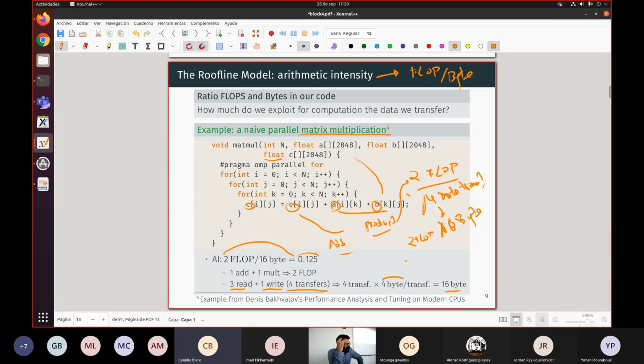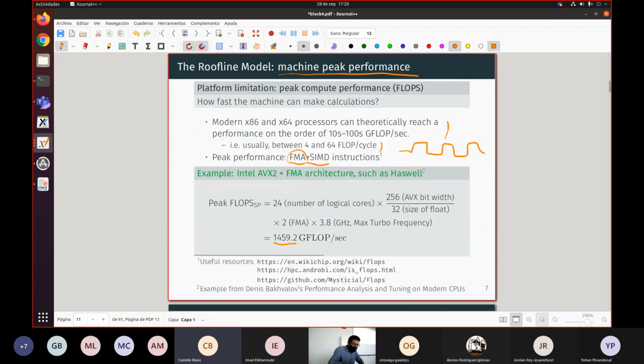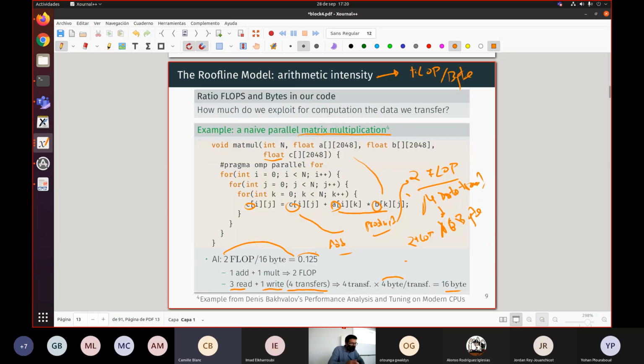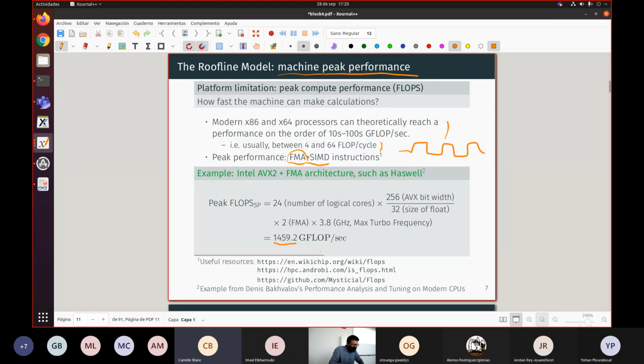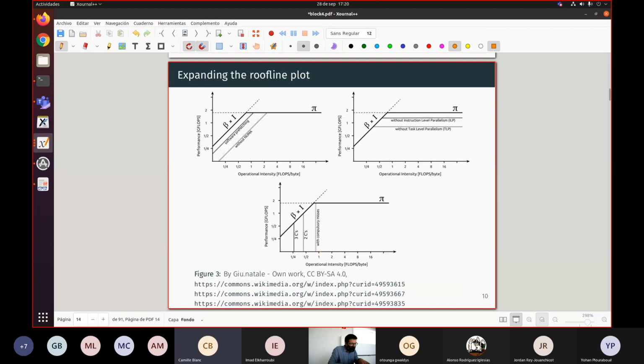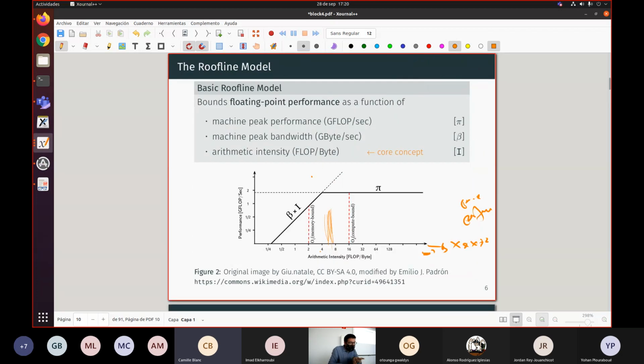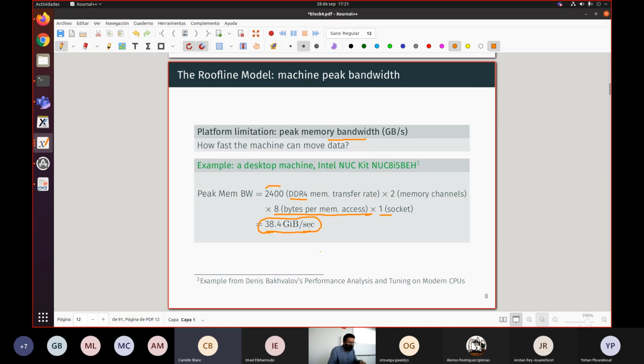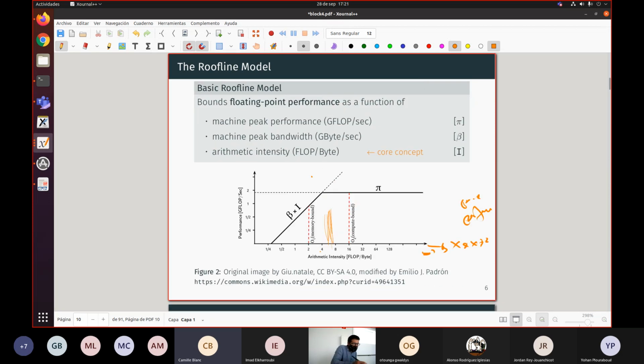So if we put this arithmetic intensity in our graph, well, this graph is not for this example. Sorry, I don't have the specific graph for this case, but probably our example here is memory bound because we have a very low arithmetic intensity. So even improving our code, we are hitting a limit that we cannot pass. So how to improve this scenario?